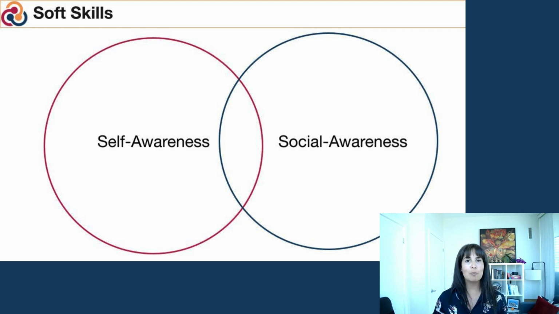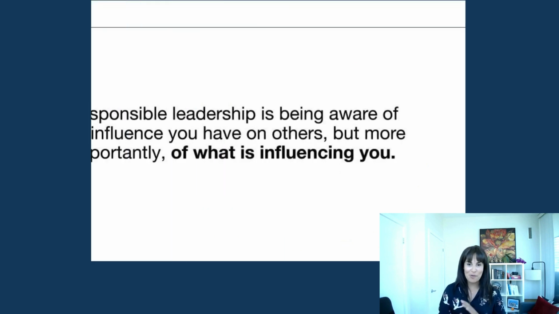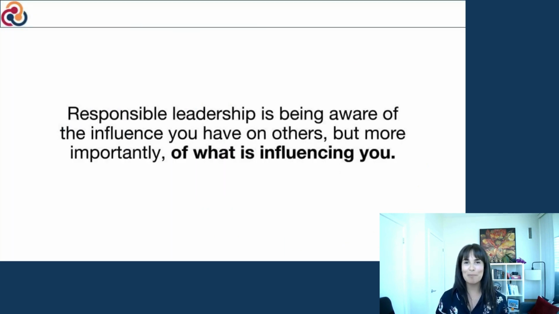At the end of the day, responsible leadership, and if you've been to any of our training programs, you know that this is one of my favorite quotes, but responsible leadership is really about being aware of what influences you more than the influence you have on others. What is influencing you will directly impact the way that you show up and influence others. So it all starts at home, right? It all starts with you.